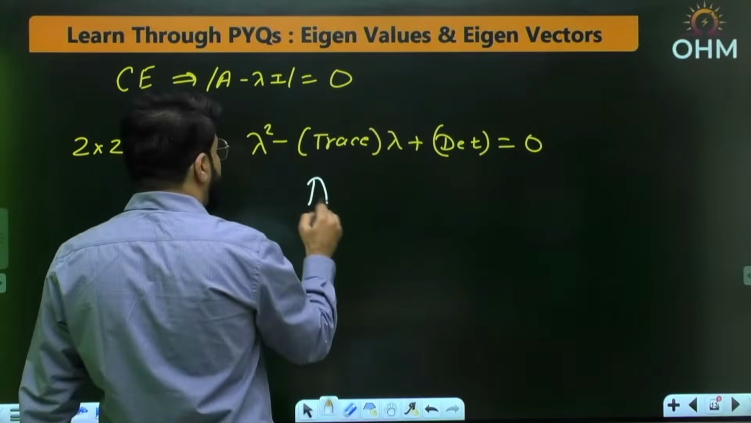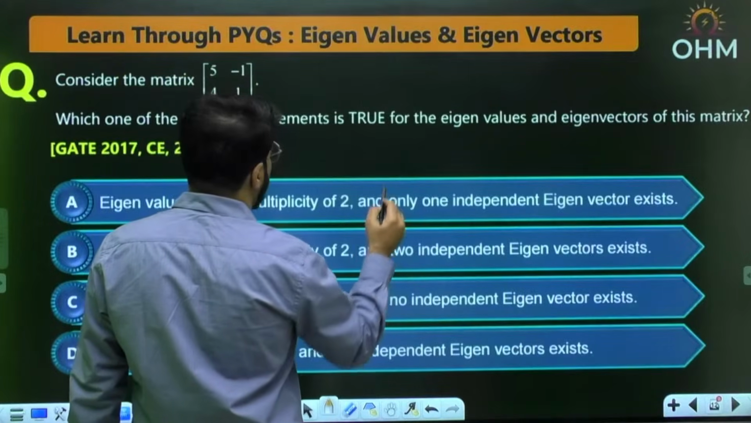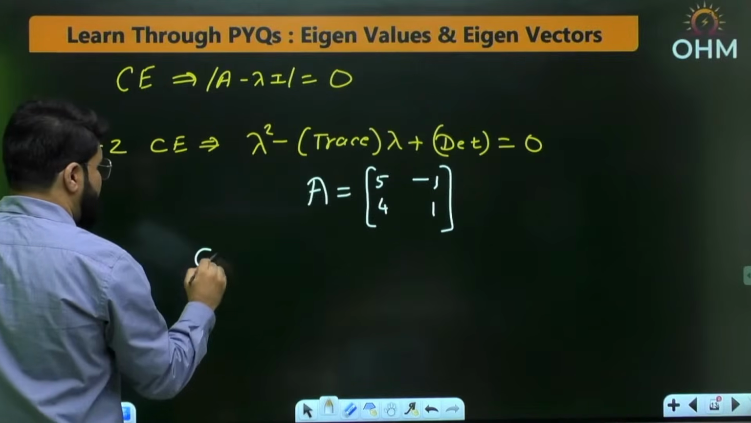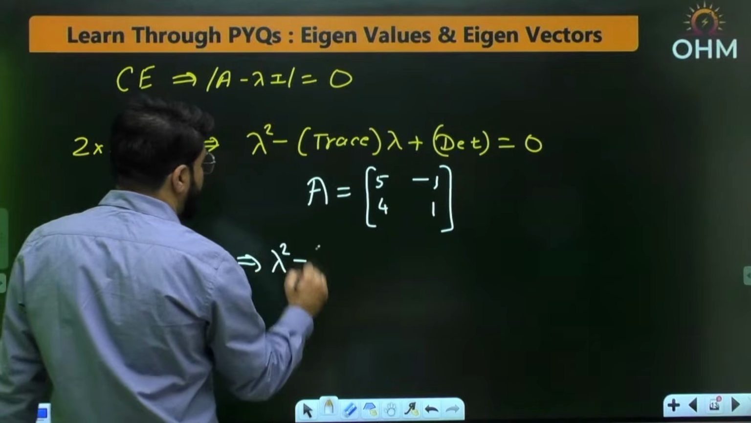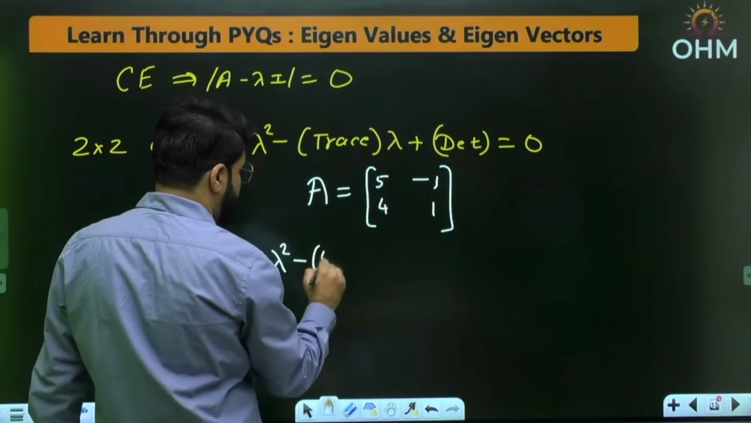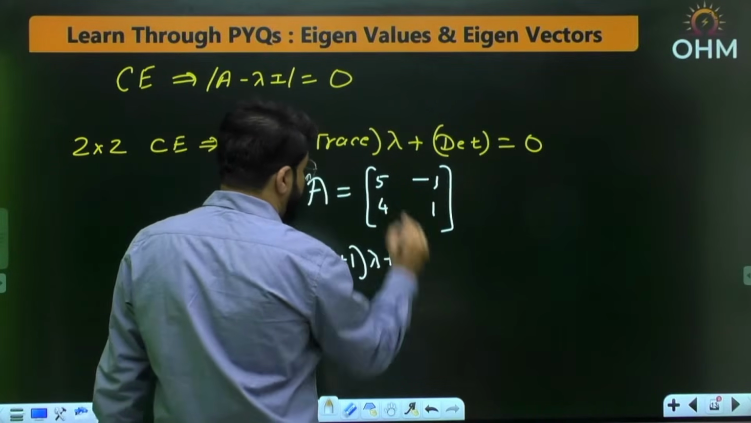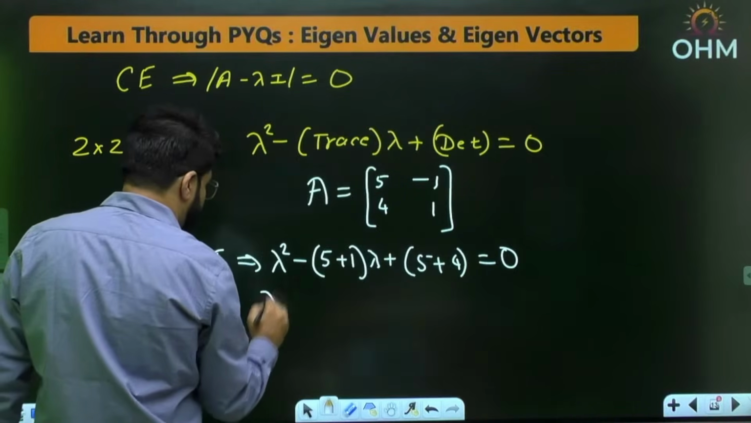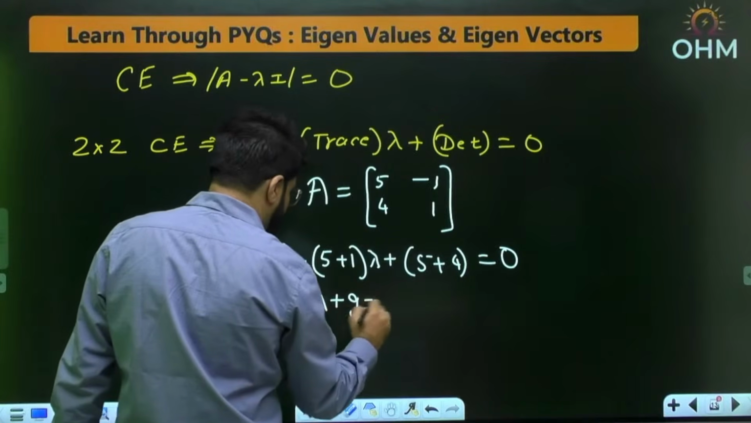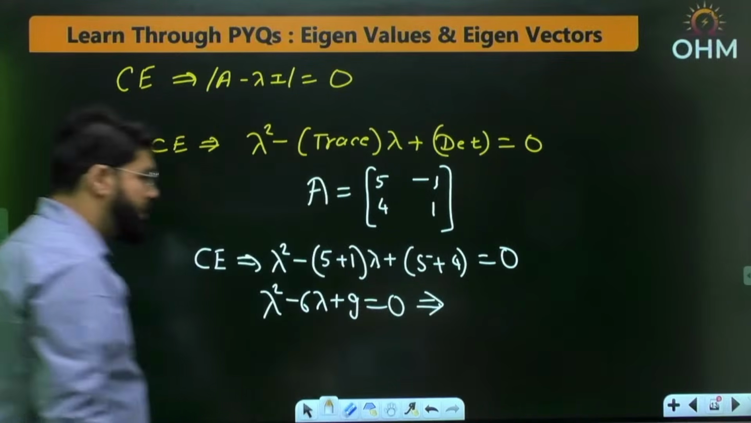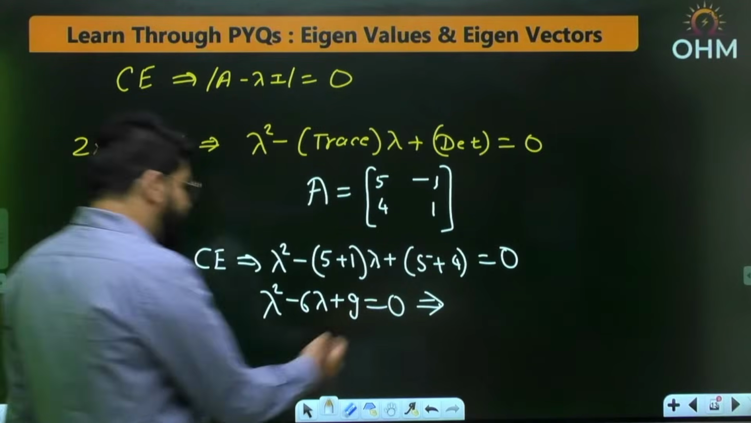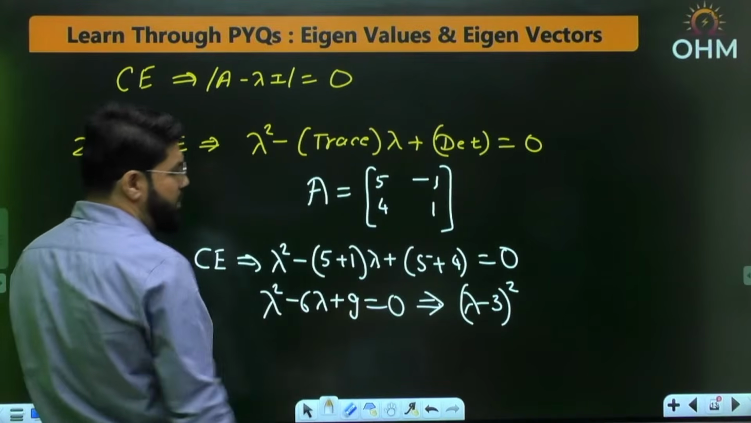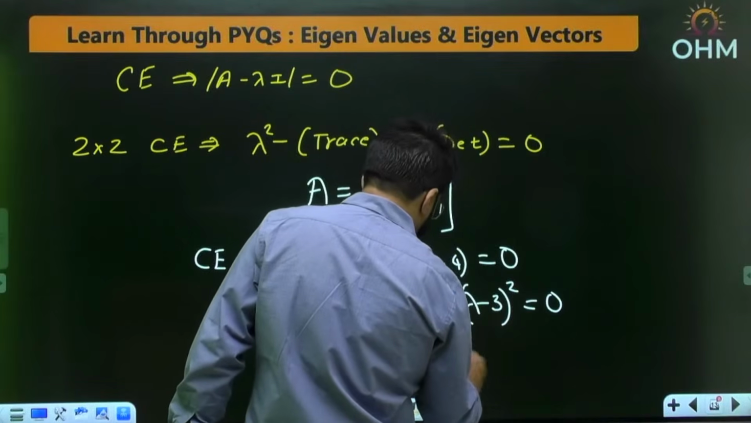So what is the matrix given here? Simple, 5 minus 1 and 4 and 1. What is the characteristic equation? Directly, lambda square minus trace. What is the trace? The sum of the diagonal numbers, 5 plus 1, plus the determinant, 5 plus 4, equal to 0. So you have lambda square minus 6 lambda plus 9 equal to 0, which is lambda minus 3 whole square, using the identity A square plus B square minus 2AB. This is equal to 0. So what is the lambda?